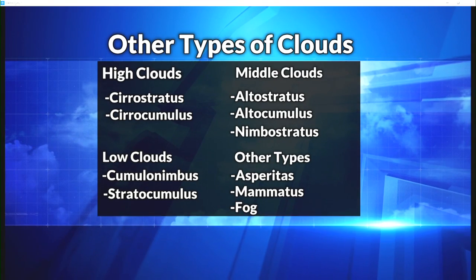And the pouches are formed by the up and down motions. When we talked about hail, strong upward motion, strong downward motion, it actually causes some of those little protrusions out of the cloud, the little pouches that you were talking about. And that's what we call mammatus. Google those. They're pretty cool to look at.